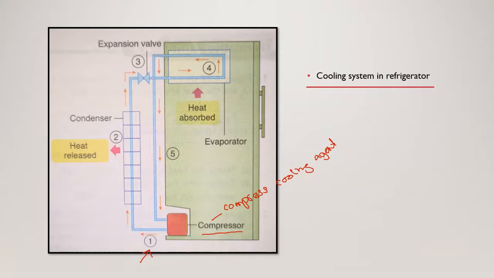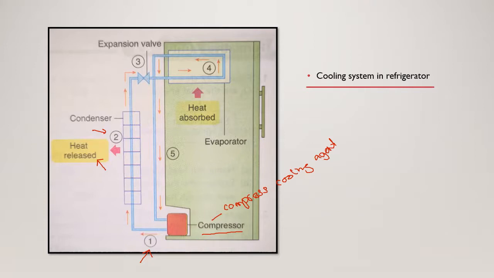Okay, then we move to the second section, condenser. In the condenser, di dalam condenser ini, the cooling agent releases latent heat during condensation. Okay, dekat sini, cooling agent ataupun gas tadi, dia akan membebaskan haba pendam tentu melalui kondensasi. Okay, heat is released here. Sebab tu belakang peti ni panas.